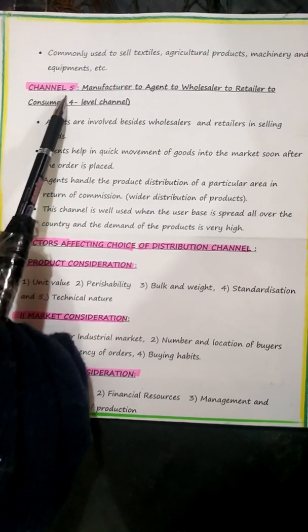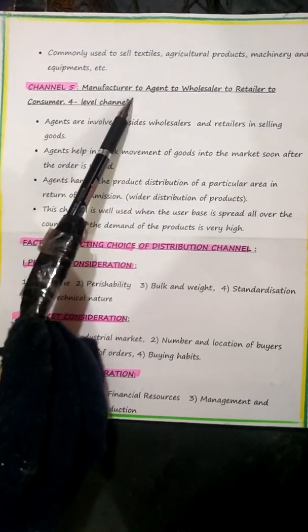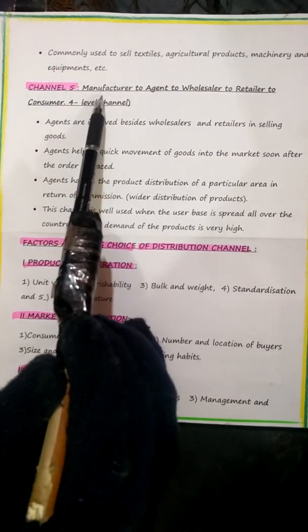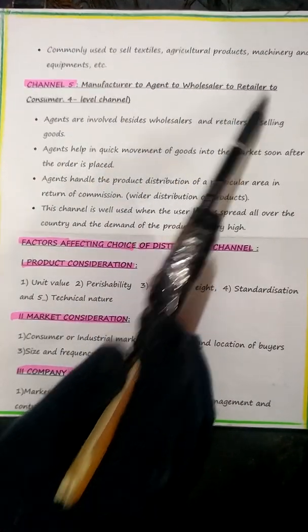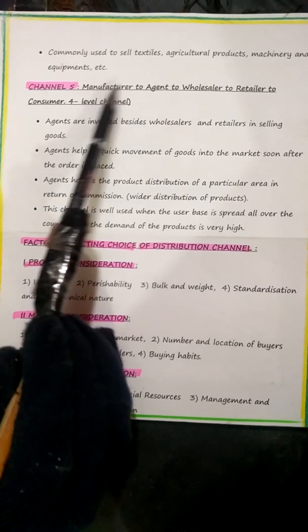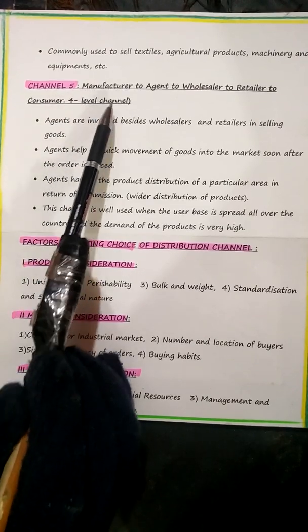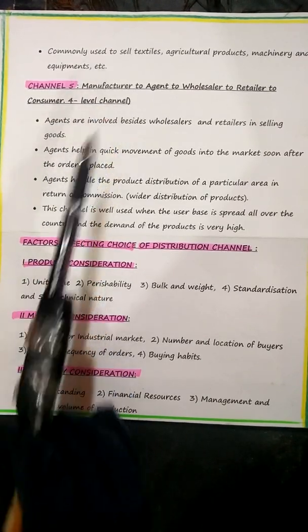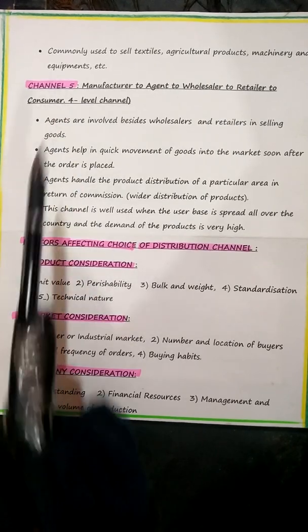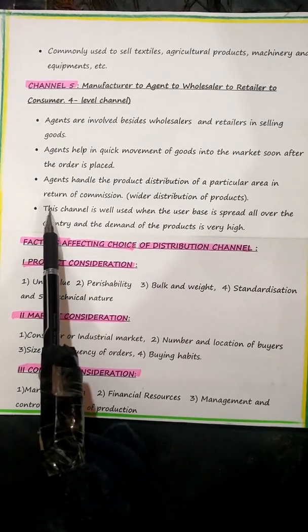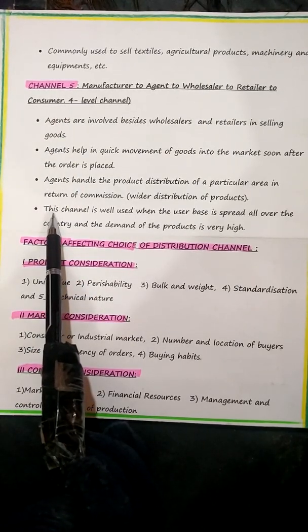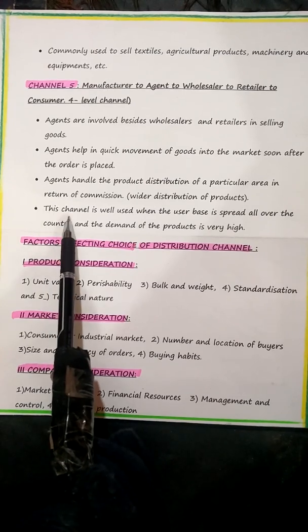Channel 5. Channel 5 is a pretty long one, the longest channel in the distribution channel. Manufacturer to agent to wholesaler to retailer and to consumer. We got manufacturer to agent, agent to wholesaler, wholesaler to retailer, retailer to consumer, which is also called the fourth level channel. 4 points you should know. Fourth level channel. Please bring this point to first, children. Channel 5, that is manufacturer to agent, agent to wholesaler, wholesaler to retailer, retailer to consumer.